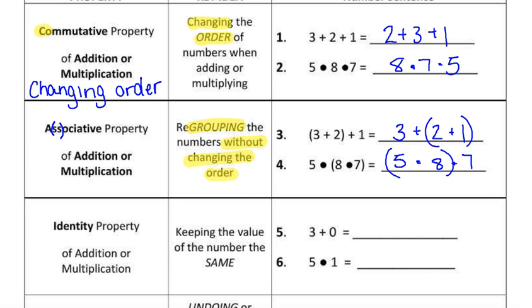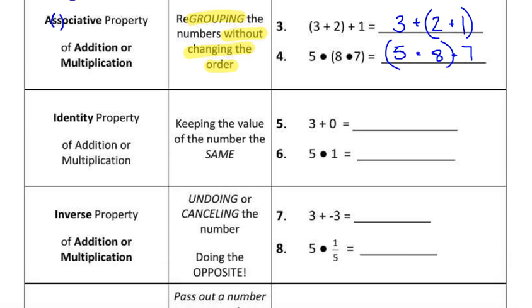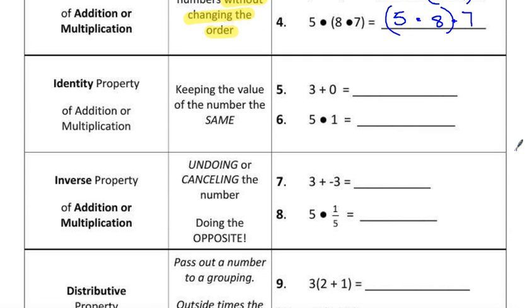The next one we're going to talk about is the identity property, and the identity property is kind of like looking in a mirror, looking at yourself. So it's what number do I add to keep it the same and what do I multiply to keep it the same. So with the identity property, you're going to add 0 to keep it the same, or you're going to multiply by 1 to keep it the same. So you are keeping the value the same.